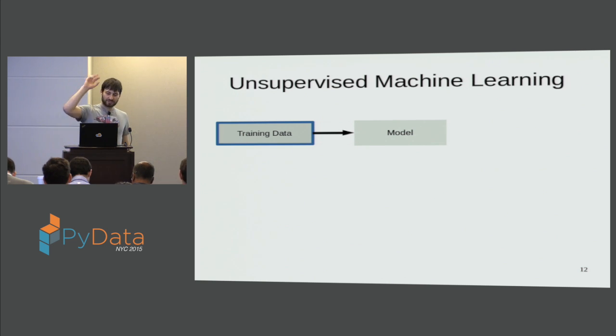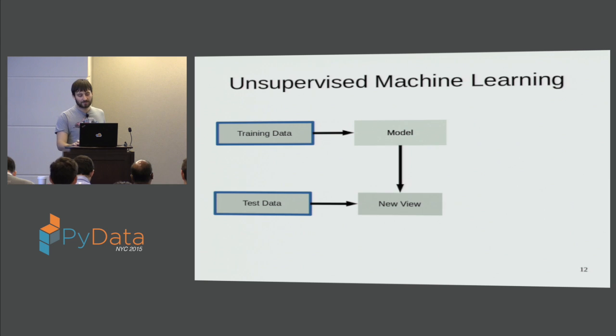And so you just get your training data, and you build a model from it. And often that's it. Sometimes you can also apply this model to test data and get a new view of your data. This is often the case for things like PCA, dimensionality reduction, NMF, and so on.